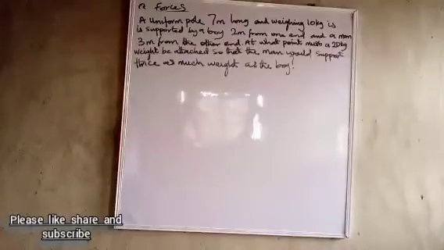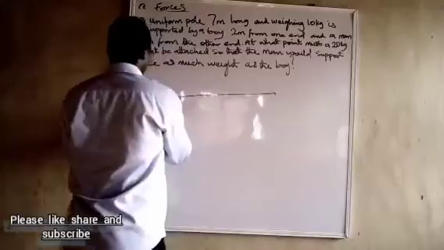A uniform pole 7 meters long and weighing 10 kilograms is supported by a boy 2 meters from one end and a man 3 meters from the other end. At what point must a 20 kilogram weight be attached so that the man will support twice as much weight as the boy?